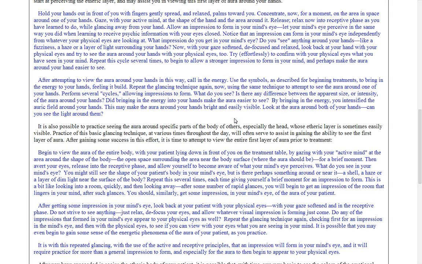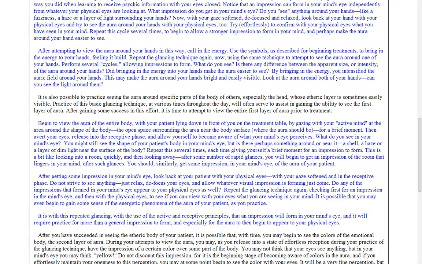Look at the aura around both of your hands. Can you see the light around them? I sure can. I sure do.